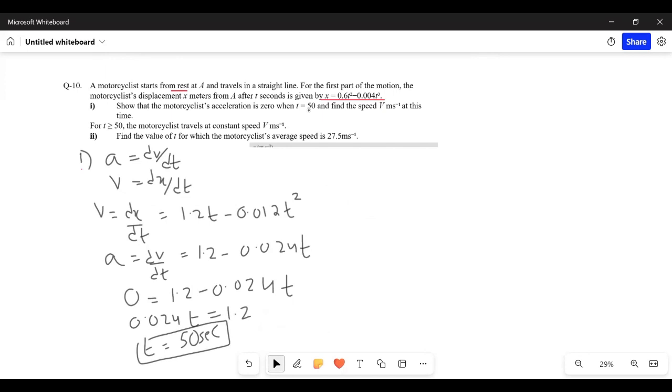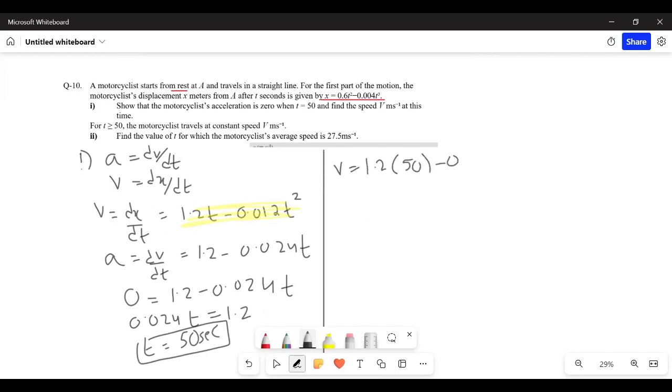And find the speed at this time. We have already found the expression for speed. Now substitute the time value 50 in it. So v equals 1.2 times 50 minus 0.012 times 50 squared, which gives 30 meters per second.